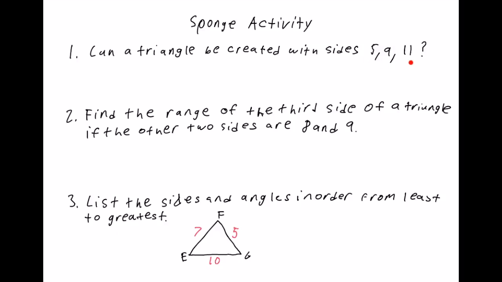2, find the range of the third side of a triangle if the other 2 sides are 8 and 9. Set up the way that I showed you as an inequality with a question mark or X or whatever in the middle. And 3, list the sides and angles in order from least to greatest. So both the sides and the angles, just like I did in the example.